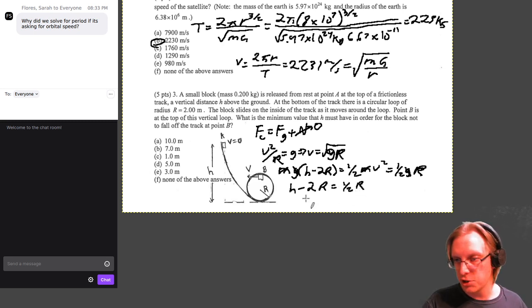which means that H is equal to 5/2 R. And we're told that the radius is 2 meters, so that is 5/2 times 2 meters is equal to 5 meters.